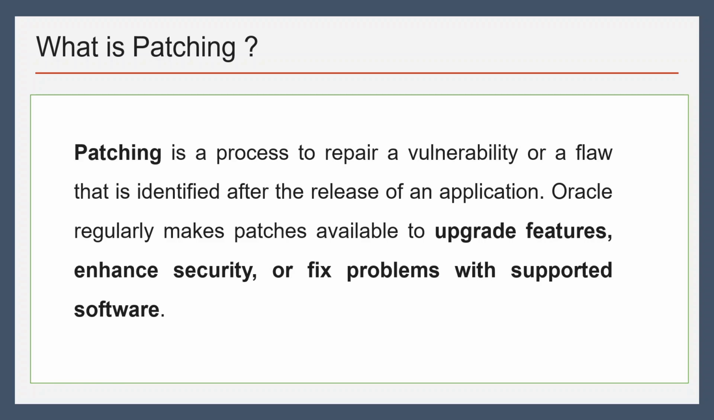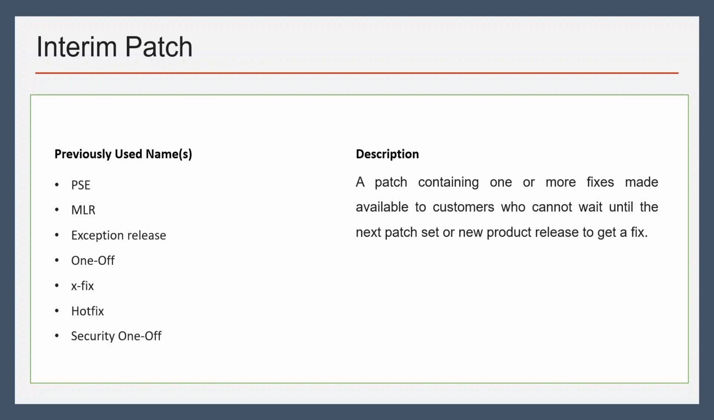Oracle regularly releases different types of patch to upgrade features or enhance its product. Let us see different types of patches provided by the Oracle. So first type is interim patch, which is also known as hotfix, one-off, etc. So this type of patches are made available to the customer who cannot wait for the patch set, which is released by Oracle on a quarterly basis.